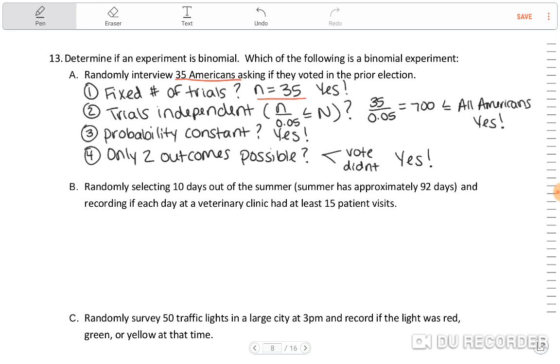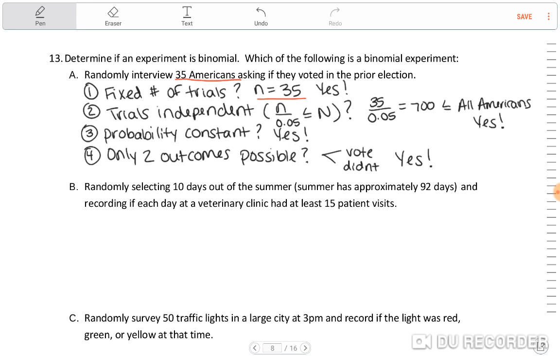Let's see. Randomly interview 35 Americans asking if they voted in the prior election. I would say the probability is constant. I would not say it's 50-50, but I would say that it's constant. It doesn't seem like that's something that's changing from person to person, right? So it says the probability of success on a single trial remains constant. What that means is, is the probability that the person voted or didn't vote going to be the same for each person? And I would say yes. I don't have a hard fact here, like I don't have a P.